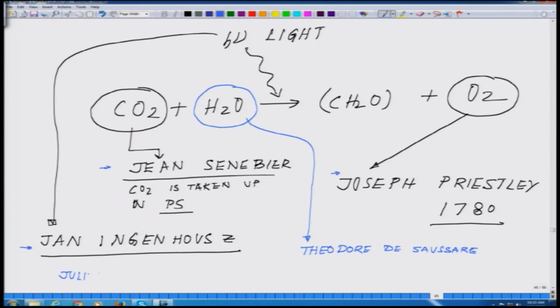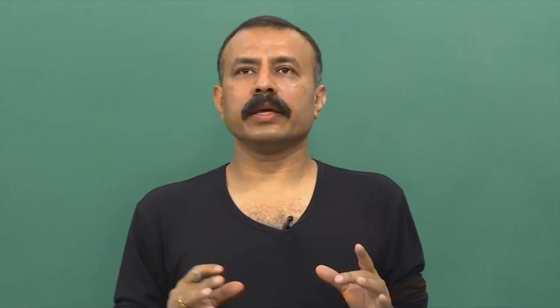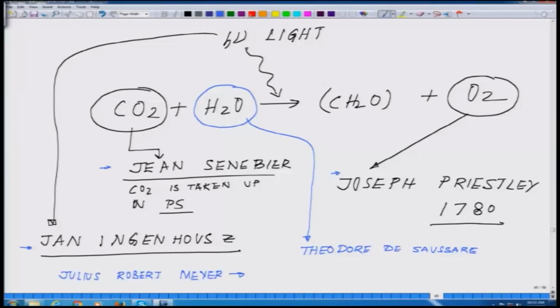Julius Robert Mayer. What Mayer says was that the plant takes in one form of power, that is light, and produces another form of power, called chemical molecules. So, essentially it was completely summarized by Robert Mayer, who said that light energy is converted into chemical energy, and if you see it very clearly, this is what is happening out here. This is the chemical molecule which is generated.